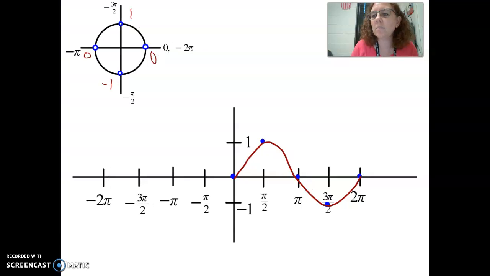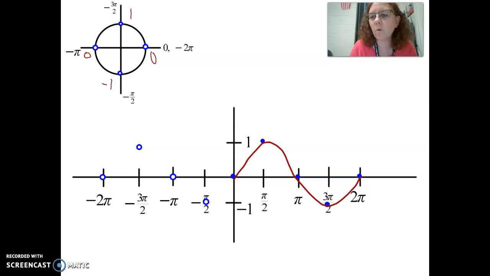Let's put some dots on there where we just put those values. At 0, I'm at 0. Then at -pi over 2, you guys can see I'm going this way down into the fourth quadrant, so I'm going to be at -1. And then at -pi, I'm back up to 0. At -3 pi over 2, that's up here, so I'm back to 1. And then at -2 pi over here, back down to the axis.